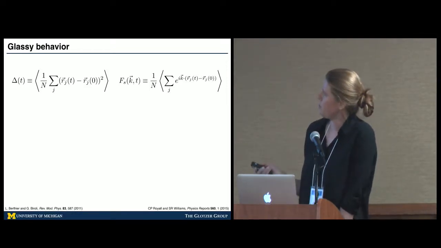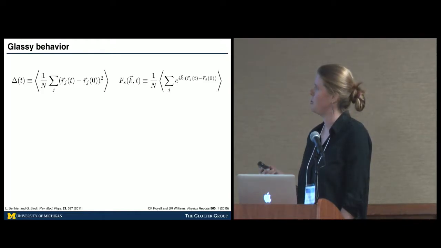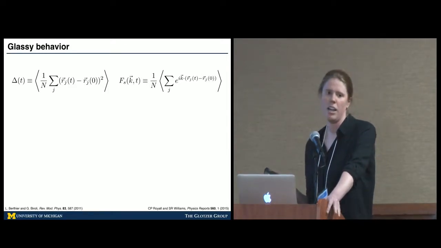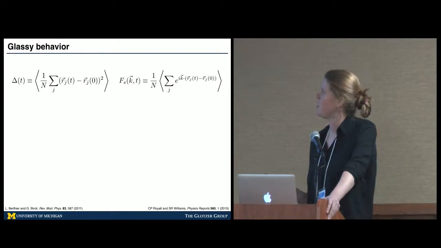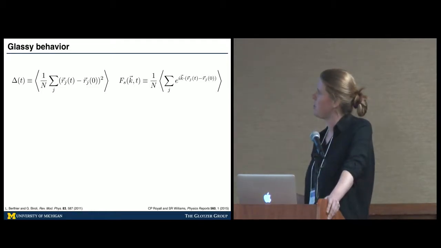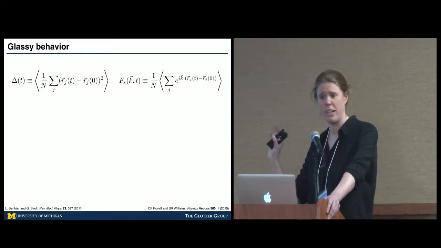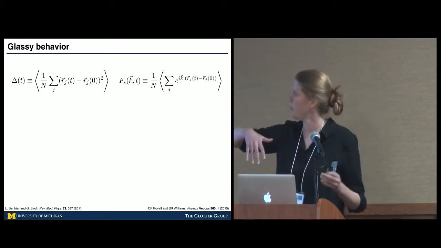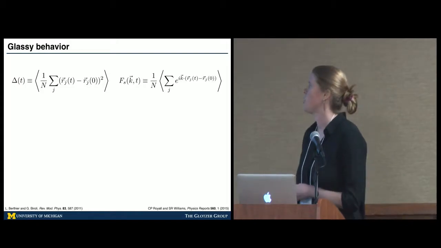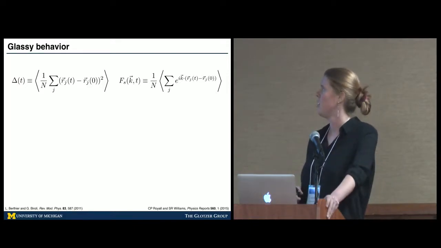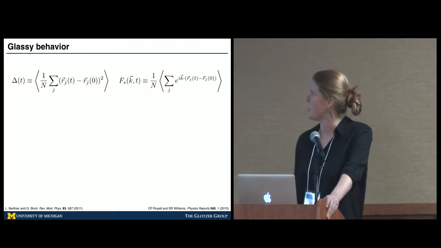And then this quantity to the right is maybe less familiar to most people. And it's called the self part of the intermediate scattering function. And you can think of this as basically just a Fourier transform of the displacement of the system over time. So it says something like, if I were to shine light of a certain wave vector k on my system, and I were to look at its configuration at time t with respect to its configuration at time 0, what kind of scattered intensity would I get back? So it's kind of a measure of the correlation of the system at time t with respect to its structure at time 0.